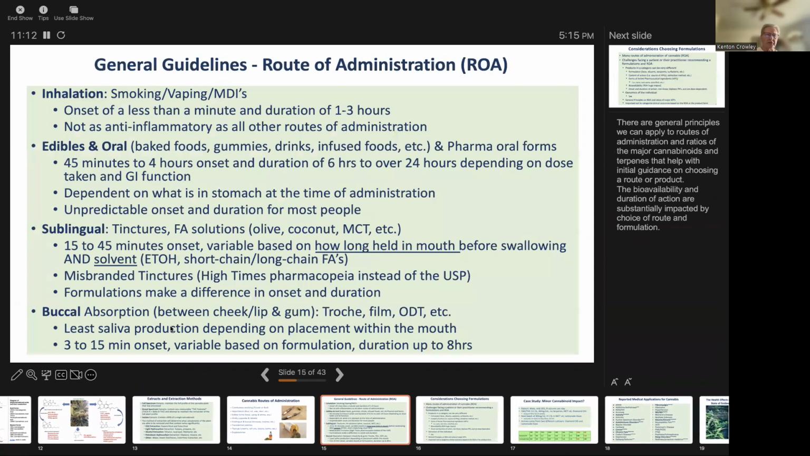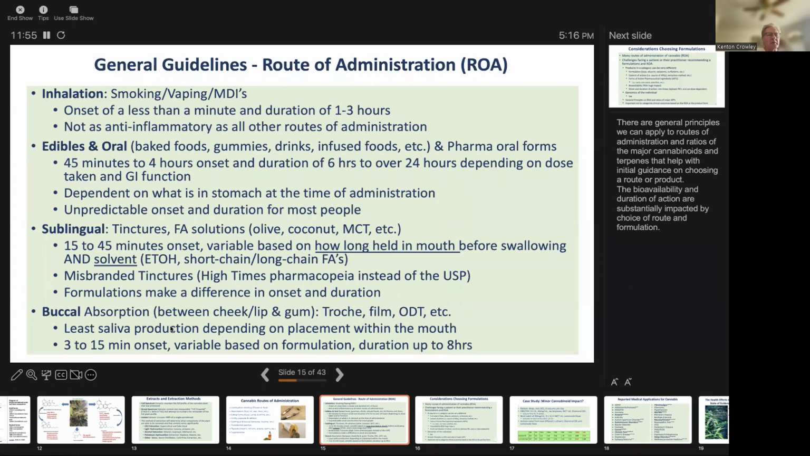Many of these routes of administration will avoid first pass metabolism, which is pretty significant, and can have a significant impact on the user's experience. So some general guidelines that we can use looking at the route of administration. Inhalation usually has an onset of less than a minute and a duration of 1 to 3 hours. Looking at the research or the literature, the Cmax is generally around 5 minutes.